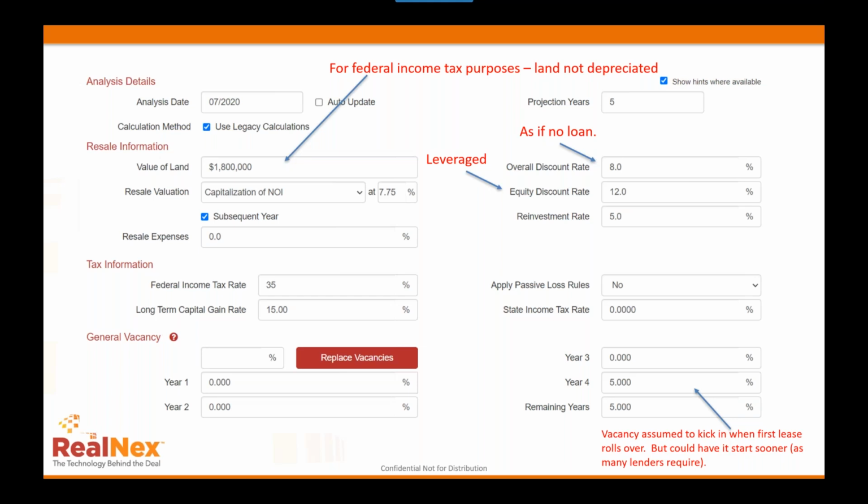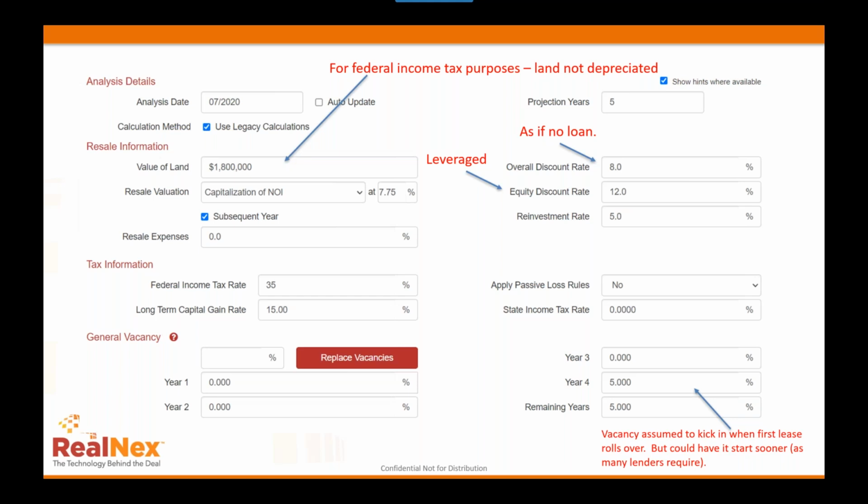Okay, that hasn't changed for a while, so it'll automatically use that 25% rate for the recapture portion of the gain. So you just need to put in your ordinary income tax rate and your capital gains tax rate. There could be what's called general vacancy.